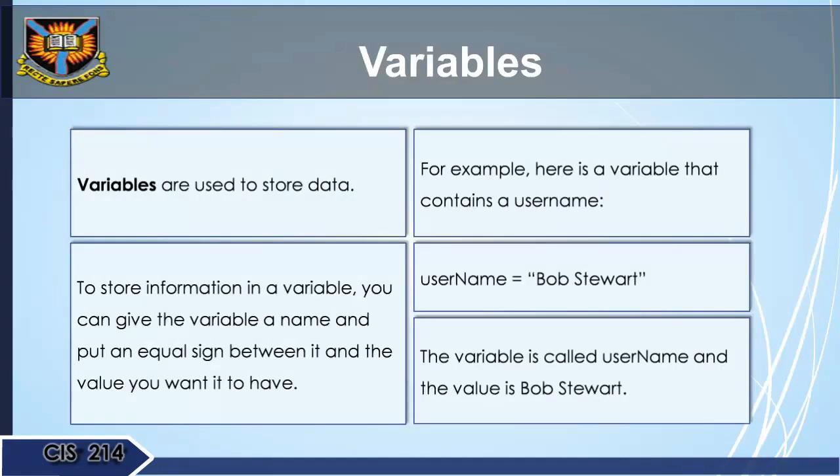Variables. Variables are used to store data. To store information in a variable, you can give the variable a name and put an equal sign between it and the value you want it to have. For example, here is a variable that contains a username. Username is equal to Bob Stewart. The variable is called username and the value is Bob Stewart.